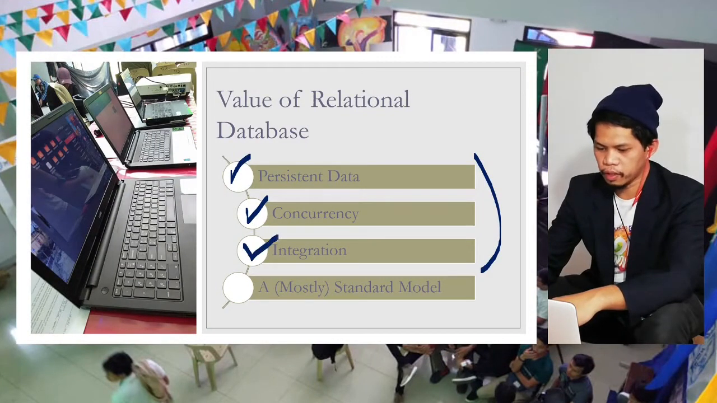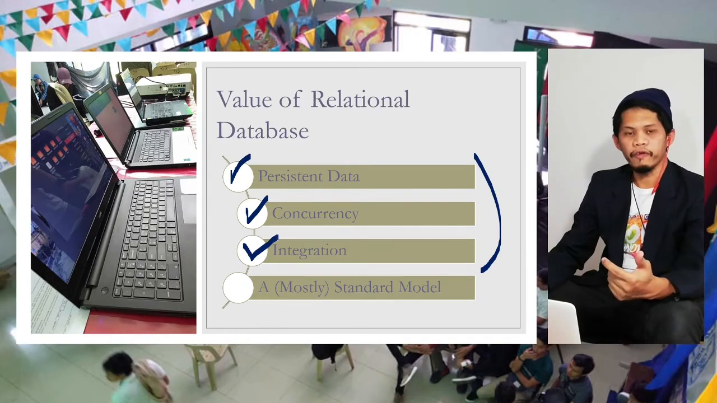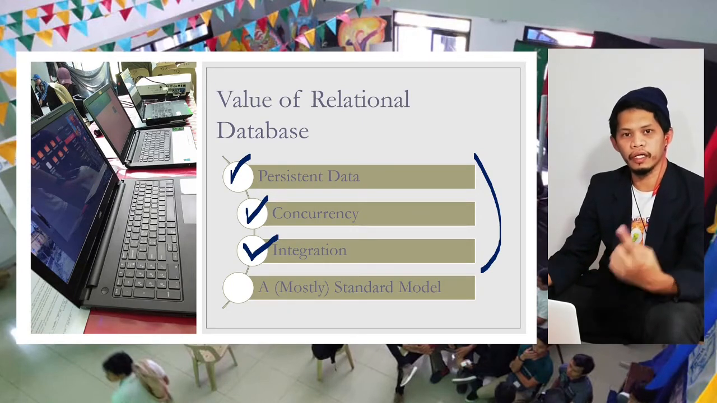Ibig sabihin, hinahandle ng relational database ang multiple access from different locations or applications. Ginagawa ito ng relational database by queuing all the transactional operations and processing each item one at a time. It may have performance issues, but functionally it works. Next, integration. Because of concurrency, relational databases allow different teams working on separate applications to integrate their work because they are sharing one database.